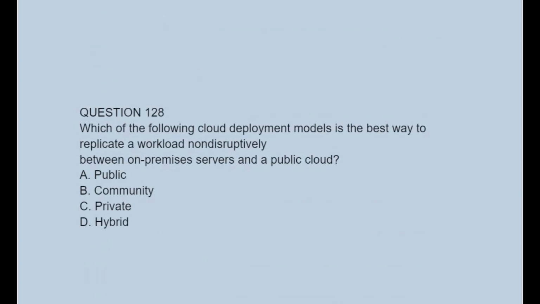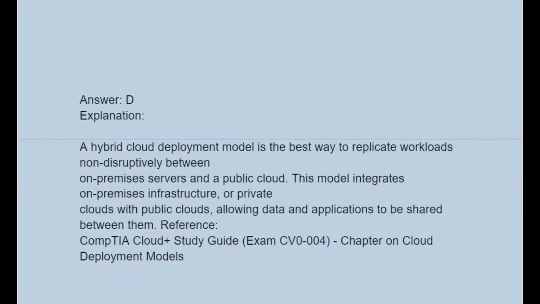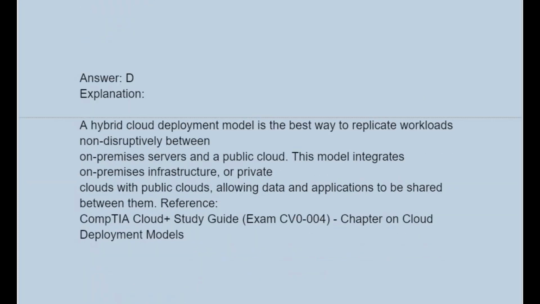Question is, which of the following cloud deployment models is the best way to replicate a workload non-disruptively between on-premises servers and a public cloud? Option A. Public. Option B. Community. Option C. Private. Option D. Hybrid. Correct answer is option D.